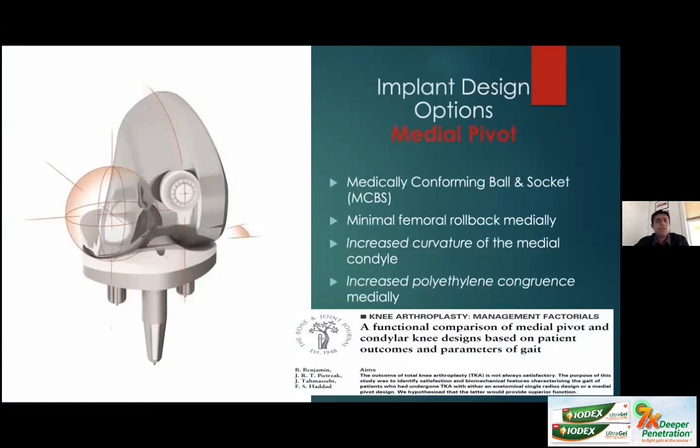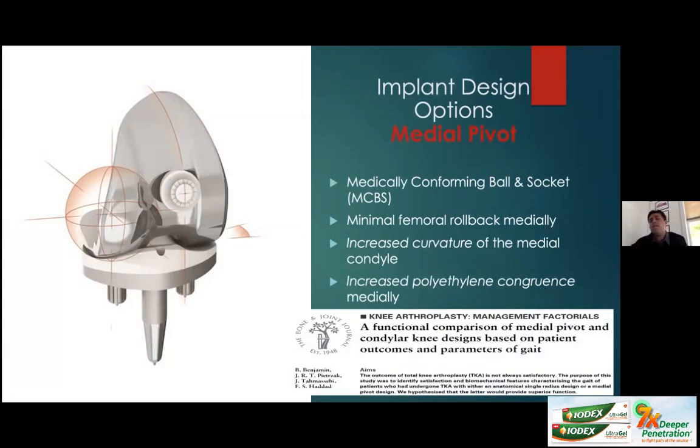In this, the thought is that the medial articulation between the femur and the tibia is a more conforming articulation. It's more like a ball and socket joint with rolling and gliding and all these forces occurring in a ball and socket fashion like a total hip arthroplasty.